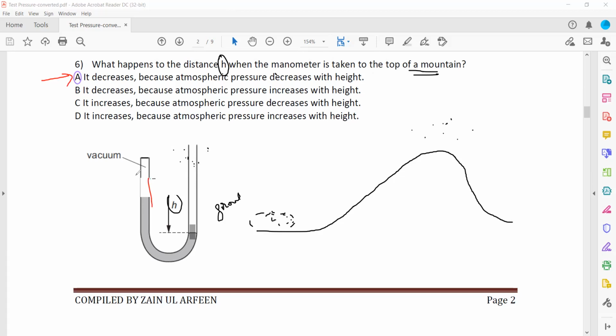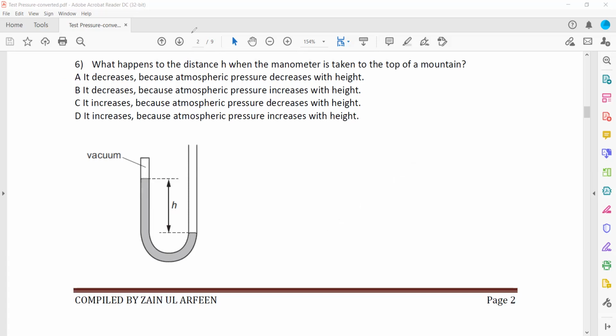But if the same manometer was open on both sides, then there will be no change. Why? Because the pressure will be the same from both sides.